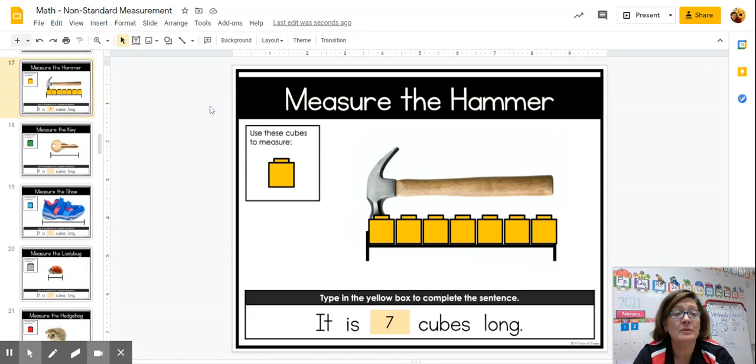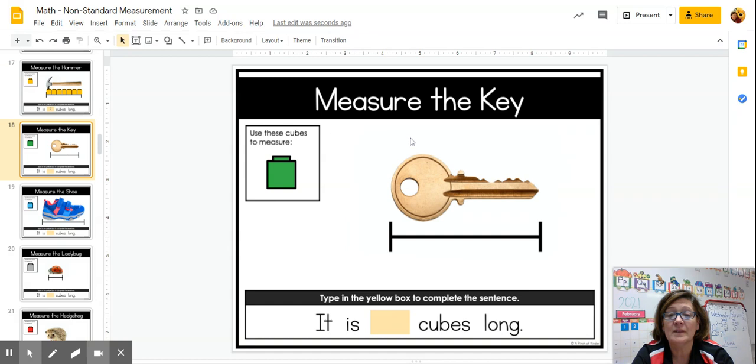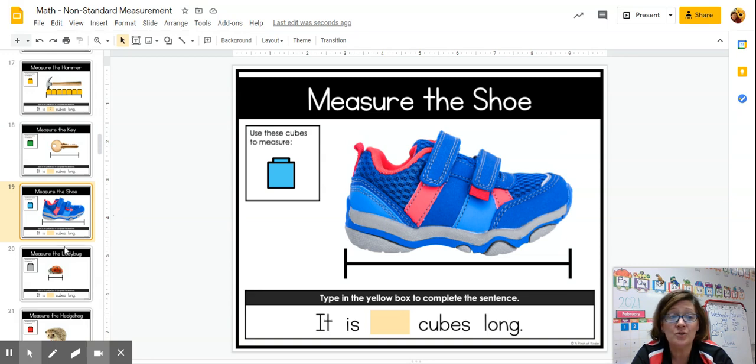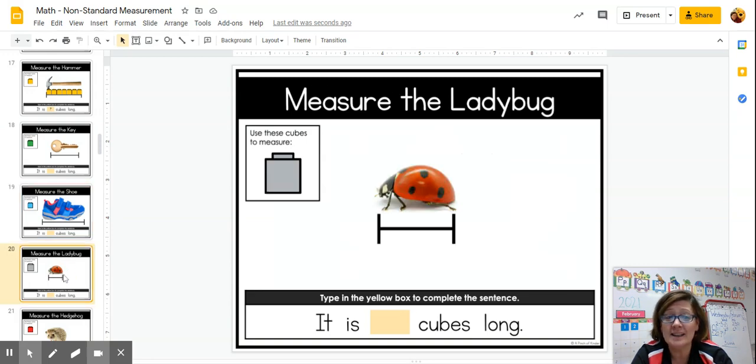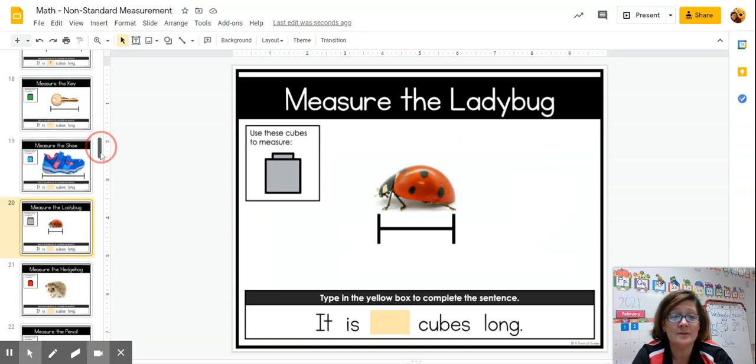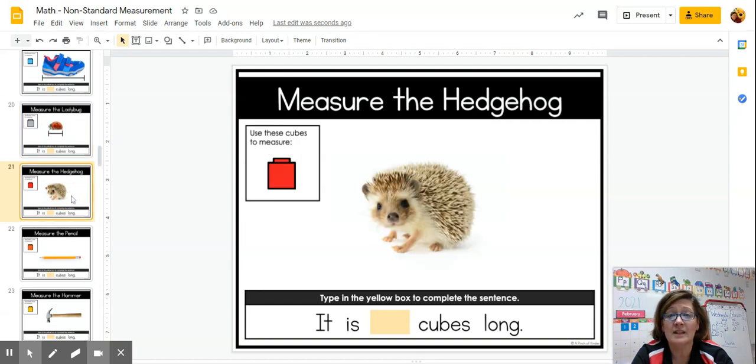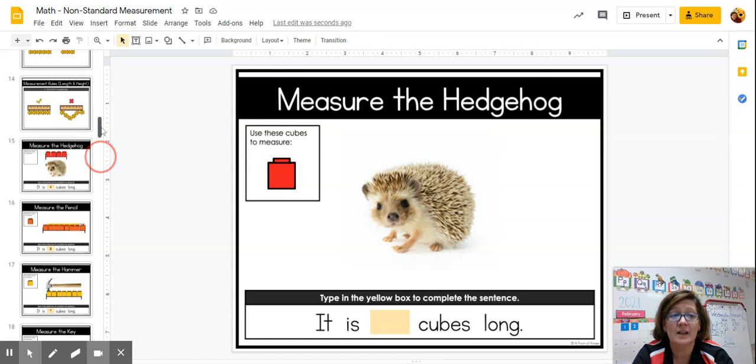I don't remember how long my video is. Okay. So this is just another item I can measure. A key, a shoe. Ooh, look, a ladybug. How cute. Oh, and then the hedgehog. It goes back to the same thing again.